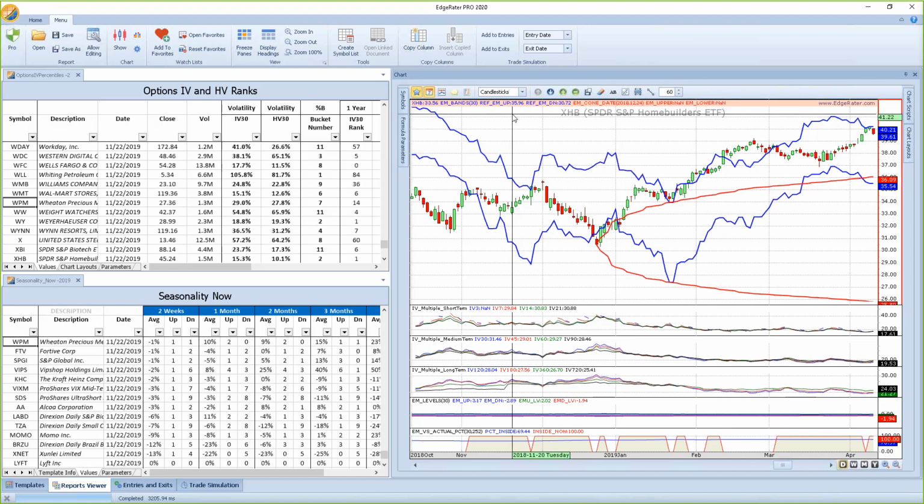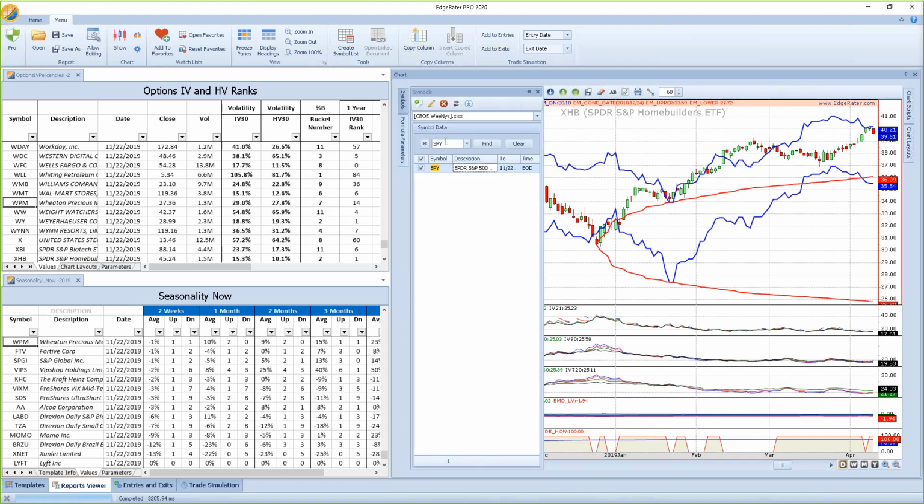William wants to look at DHI to give a comparison. That's one of the home builders. Yeah, it's D.R. Horton. So let's just go to DHI.